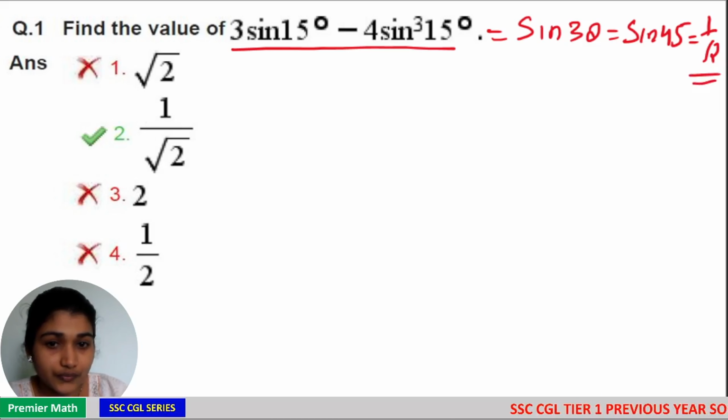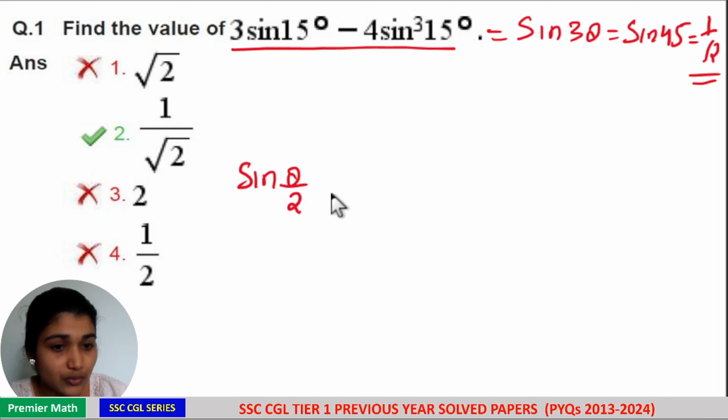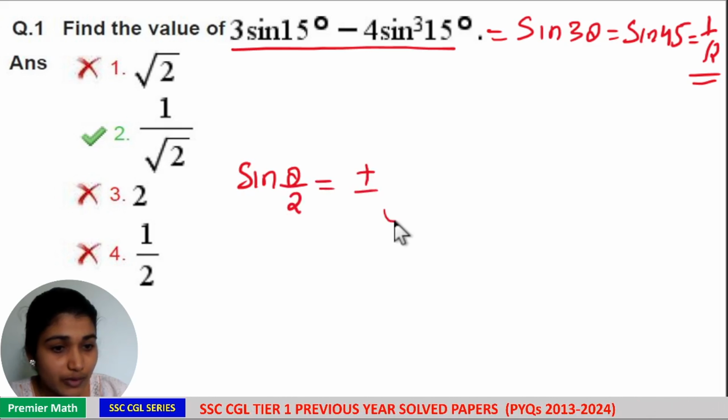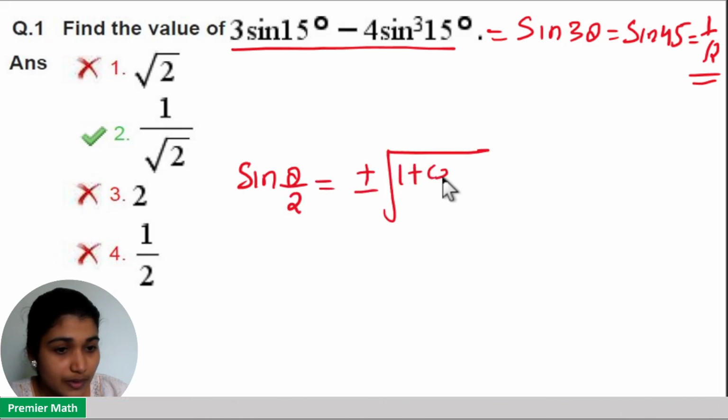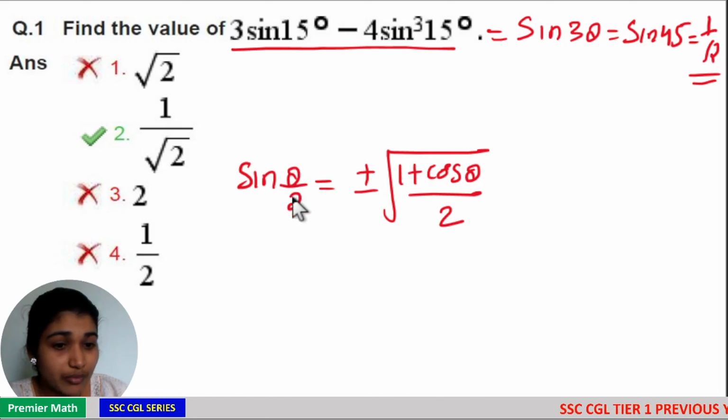Here another equation is sin theta by 2. I can write it as plus or minus root of (1 plus cos theta) divided by 2. Here sin theta by 2, I can write it as sin 30 by 2, which is sin.